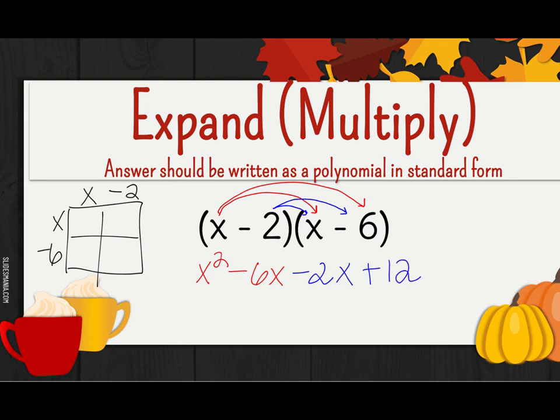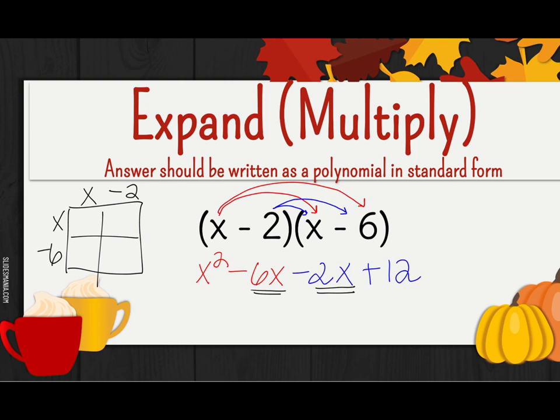Well, it is in standard form because it goes 2, 1, 1, 0 as my exponents. But I have two x terms, and in order to be in standard form, it does need to be one of each degree. So I do need to go ahead and combine those together.